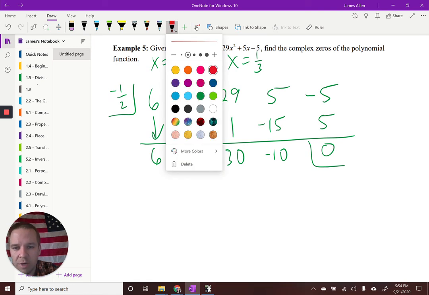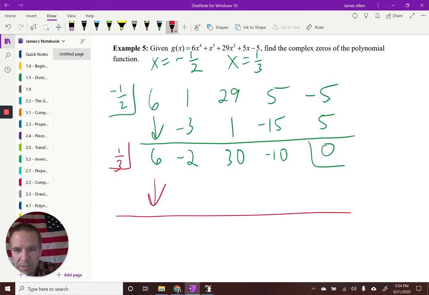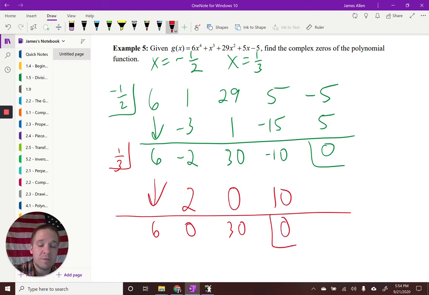How about I change colors to showcase the second time? I'm just going to set it up right here. Why rewrite the numbers? So, drop the 6. And I end up with 1/3 times 6 is 2. Add them, I get 0. That's going to be 0. That's 30 when I add. Times 1/3 is 10. And add and get 0. Once again, I should get a remainder of 0 in this situation.